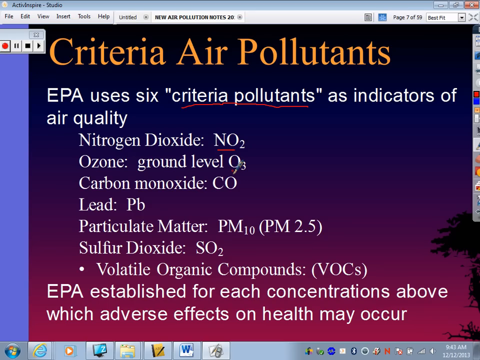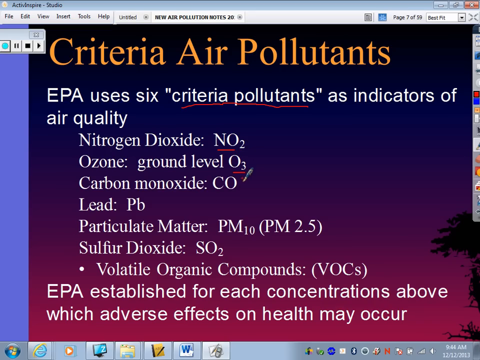We have ozone. Now, we have 2 different types of ozone. The one that's at ground level where we live is bad. We do not want ozone down where we live. Now, in another couple of units from now, we're going to talk about stratospheric ozone, which makes up the ozone layer. That is good. That's protective to us. We need that. But when you have ozone down around us, that is a pollutant, and it's harmful.